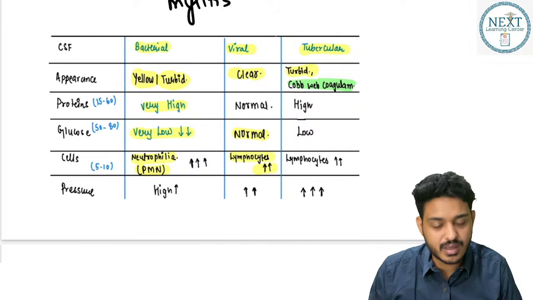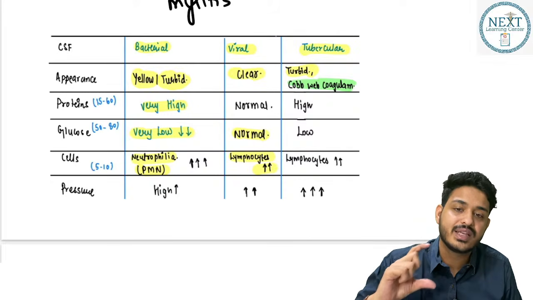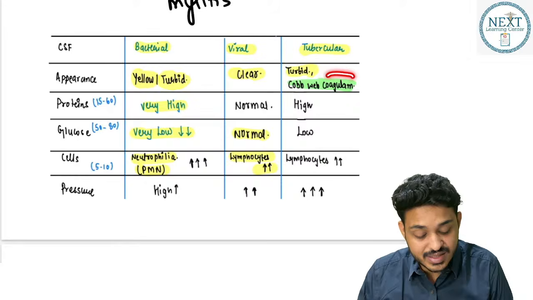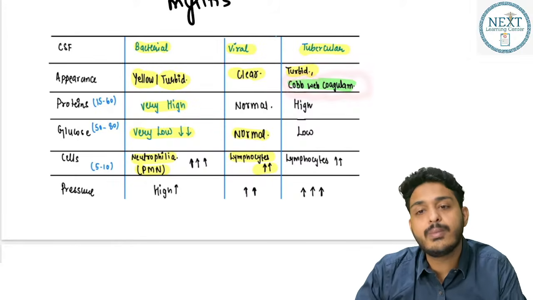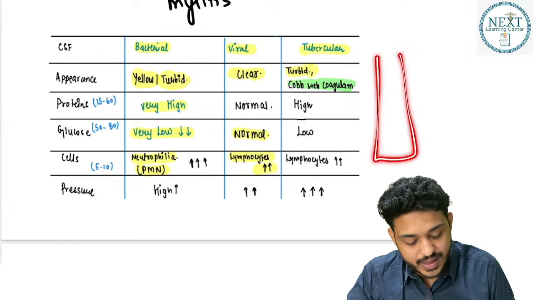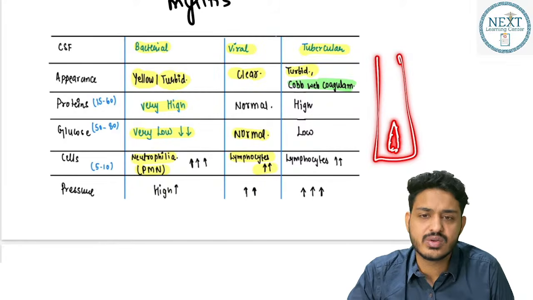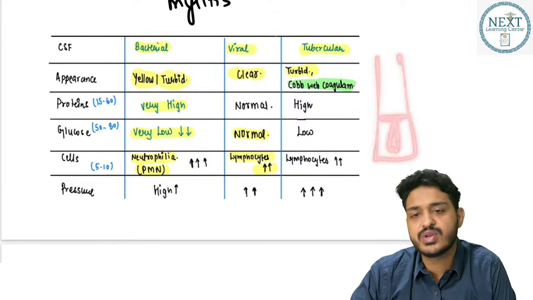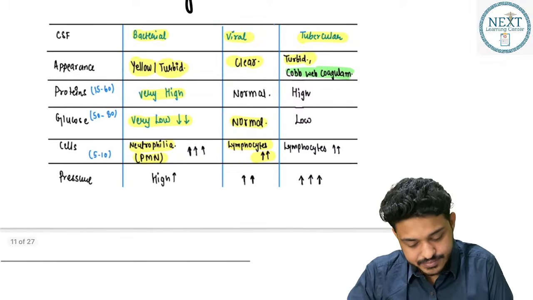it is going to be turbid, and when you keep it standing for some time, you are going to get a special feature, known as cobweb coagulum, right? You are going to find in the slide, I've shown you the picture in the notes. This is the cobweb coagulum you are going to get on the base, right?